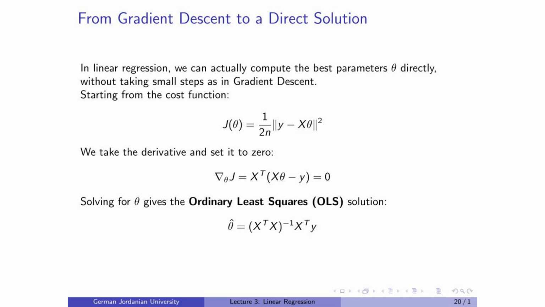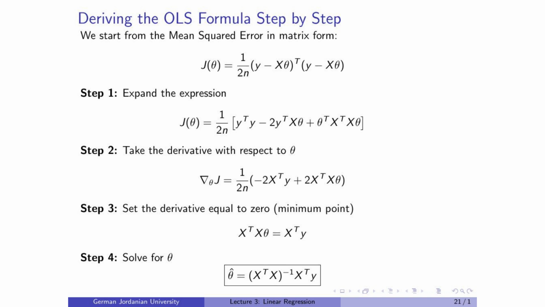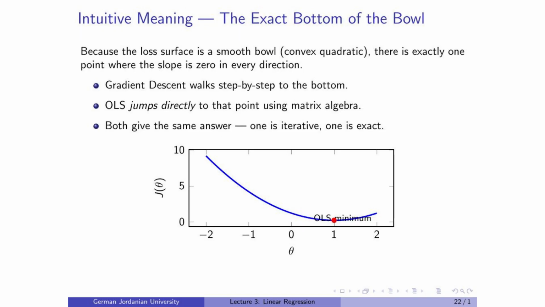Setting the derivative of the cost to 0 gives a closed-form solution, the OLS formula. We expand the cost equation, take the derivative, set it equal to 0, and solve for theta. This leads to theta equals inverse of X transpose X times X transpose y. What we can see now is that the OLS solution jumps straight to the valley bottom. Gradient descent walks there step by step. Both reach the same point, one by math, one by movement.